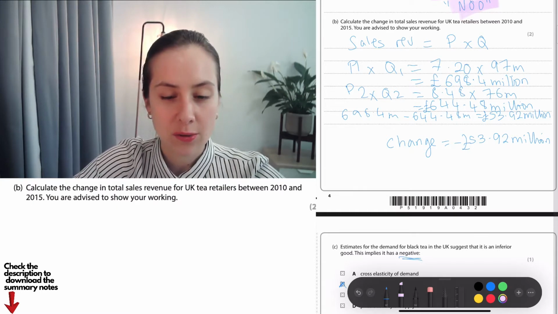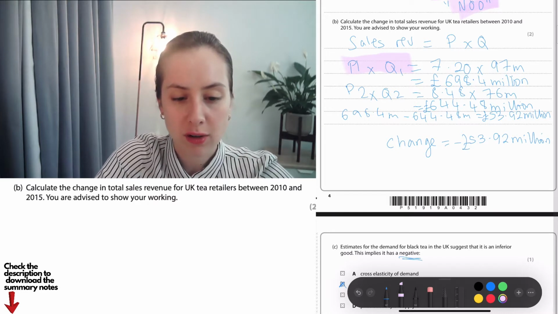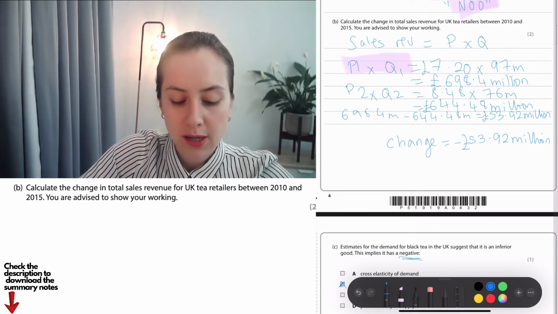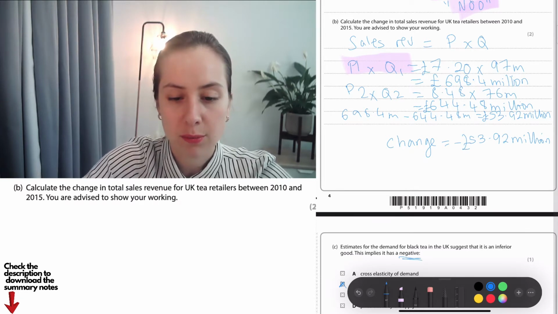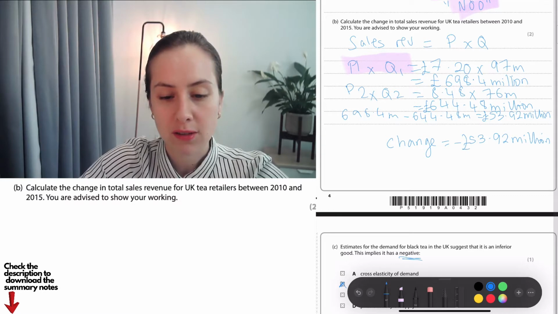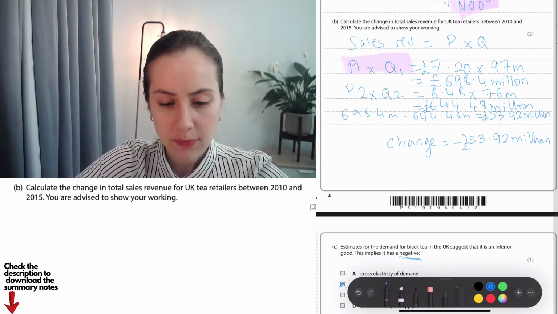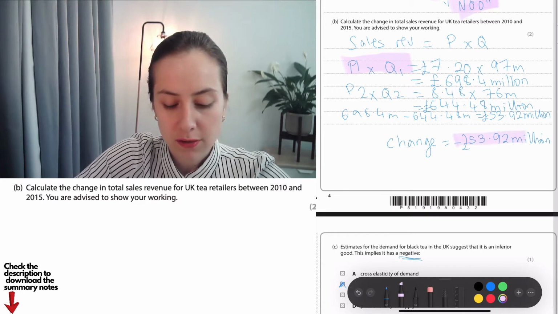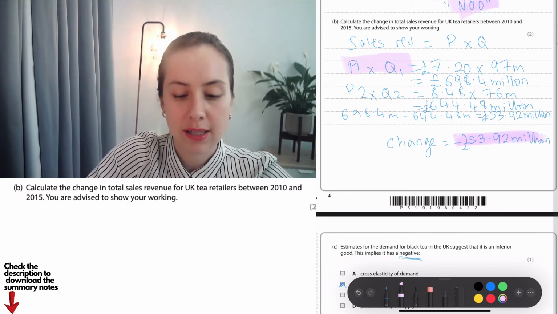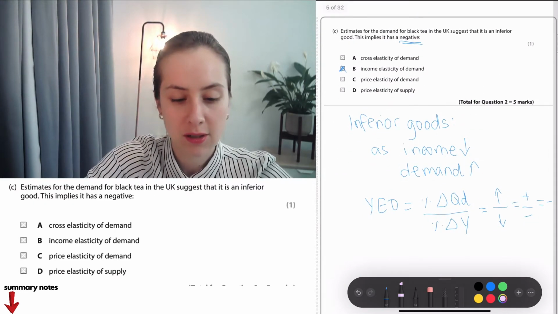The change in the total sales revenue. To work out sales revenue, do the price times the quantity. I've grabbed the price from above. It's £7.20, put a pound sign there, times 97 million units sold, giving you a revenue of 698.4 million. Repeat that again. And then this way you get the revenue has changed by 53.92 million. It's decreased, that's why I've got that negative. Be sure you don't miss the negative.